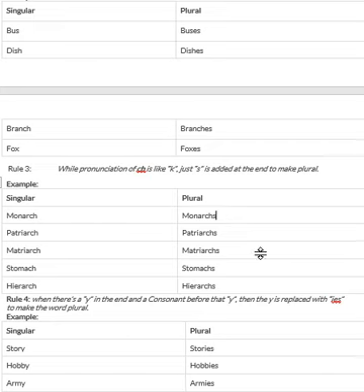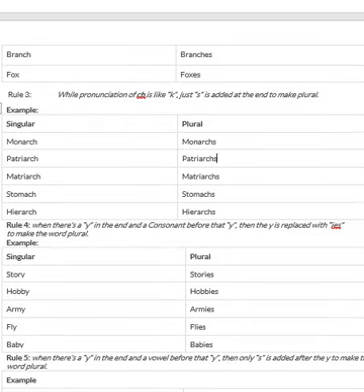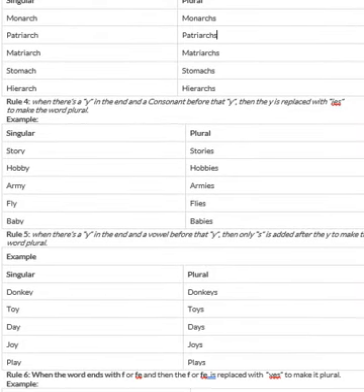Patriarch, patriarchs, only S to make it plural. Matriarch, matriarchs, only S to make it plural. Stomach, stomachs, hierarch, hierarchs. So you will have to understand, you will have to know which words are pronounced CH, in which words we pronounce CH as K. Then only you can transform the words to plural without any mistake.